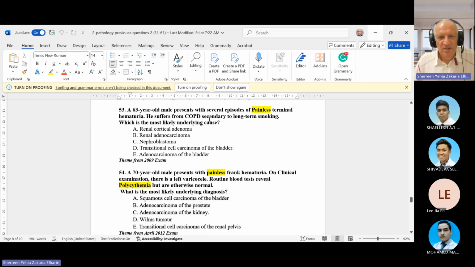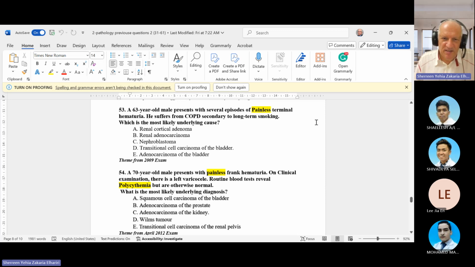He suffered from chronic obstructive pulmonary disease secondary to long-term smoking. Here, we don't speak about lung cancer, but you need to know that smoking can cause many cancers: lung cancer, esophageal cancer, and cancer in the kidney, ureter, and urinary bladder. So here, this patient has painless terminal hematuria.